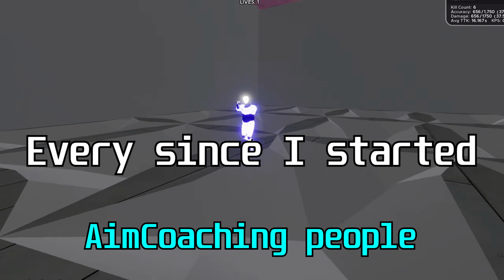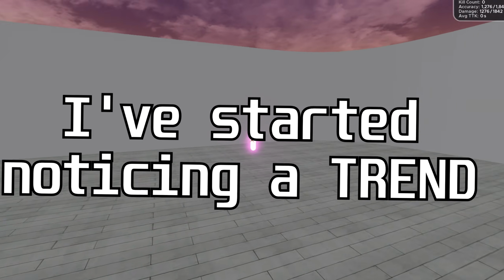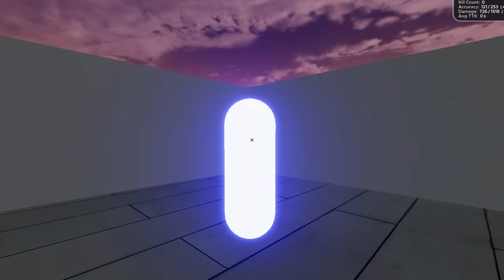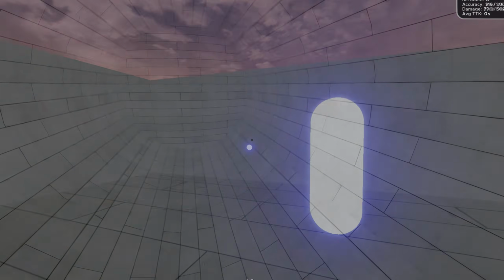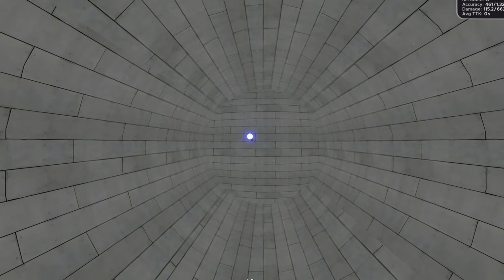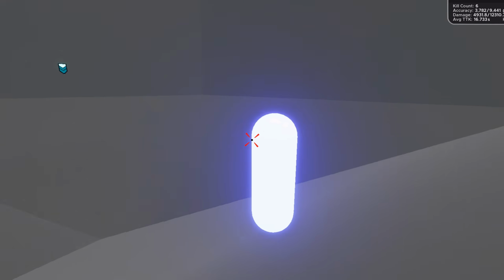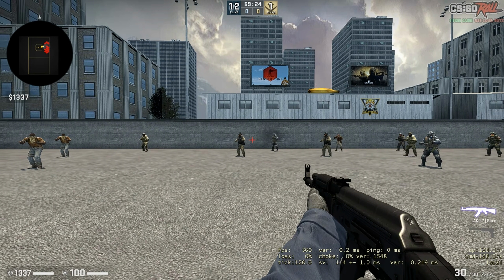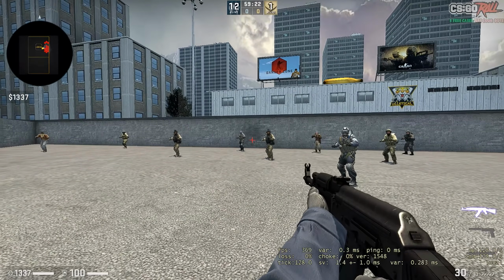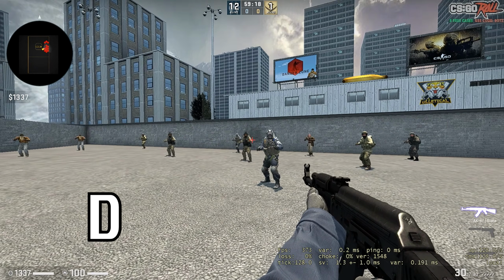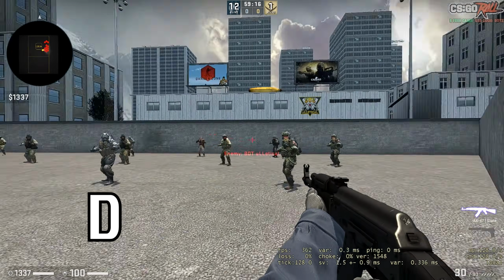So ever since I started aim coaching people, I've started noticing a trend in basically all games. And that is that people often use their movement against them. Now there's two types of way people use their movements against their own aim. Number one will actually be to not move with your aim, meaning as you're moving, if I'm pressing D right now, I'm moving to the opposite direction. So if I'm pressing D, I shouldn't be looking at the other way.